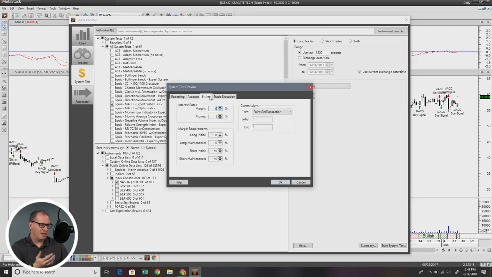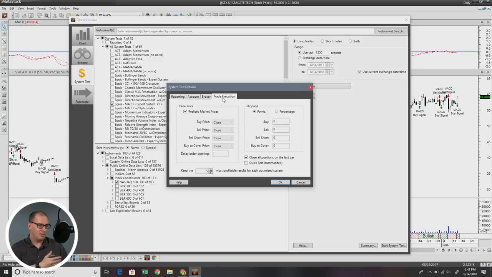Then I can set what my commissions are, what it costs me to get in a trade and what it costs me to get out of a trade. I can set margin requirements. All these types of things are very customizable inside the system tester. I can also set what we call realistic market prices, and I can vary how it gets into a trade.